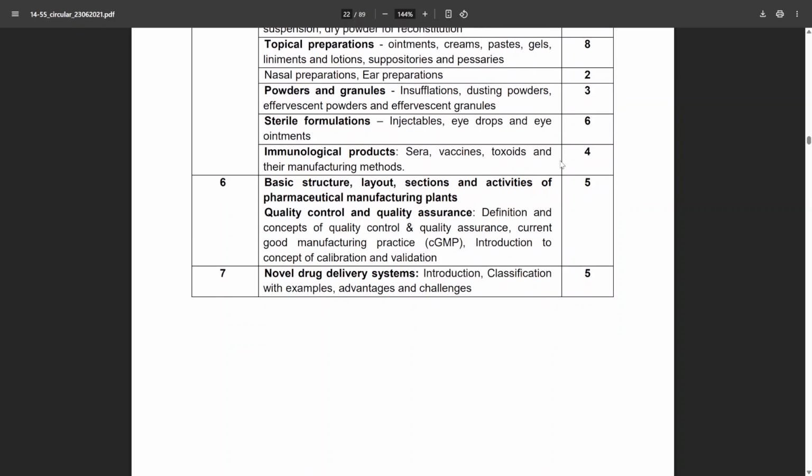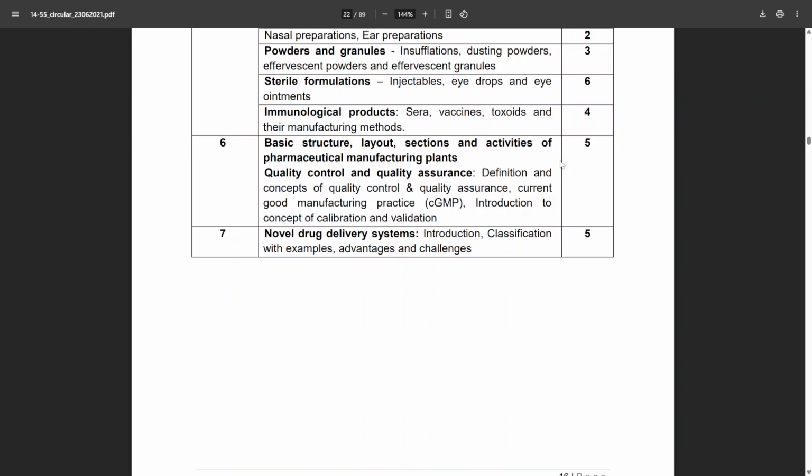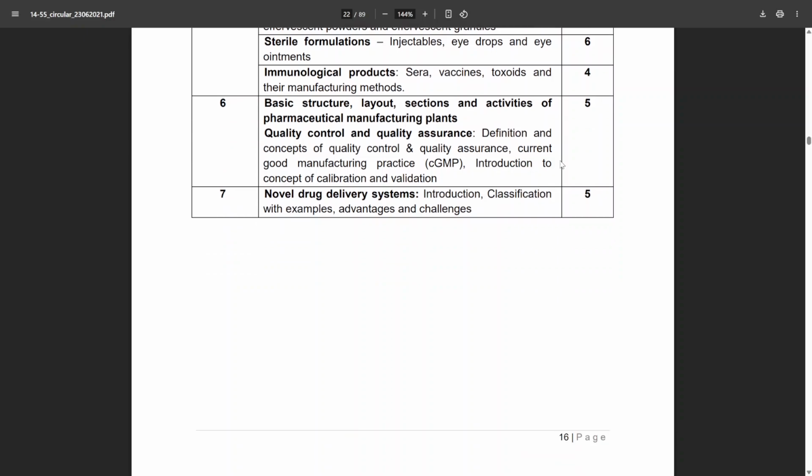6. Basic structure, layout, sections and activities of pharmaceutical manufacturing plants, quality control and quality assurance. Definition and concept of quality control and quality assurance, current good manufacturing practices, CGMP, introduction to concept of calibration and validation. Chapter 7, novel drug delivery system, introduction, classification with examples, advantages and challenges.